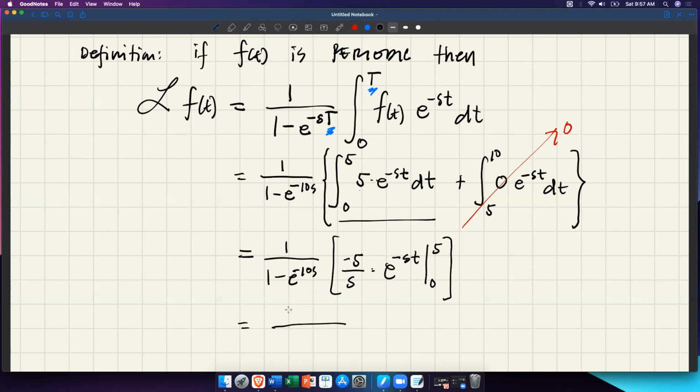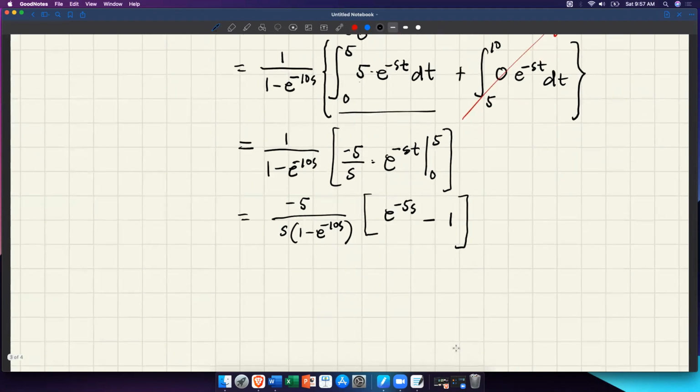Let's take out negative 5, and s(1 minus e raised to minus 10s). Then we will substitute the limits here: upper limit, which is negative 5s, minus lower limit, which is e raised to 0, that becomes 1. So if you notice, this term and this term now have a common factor.